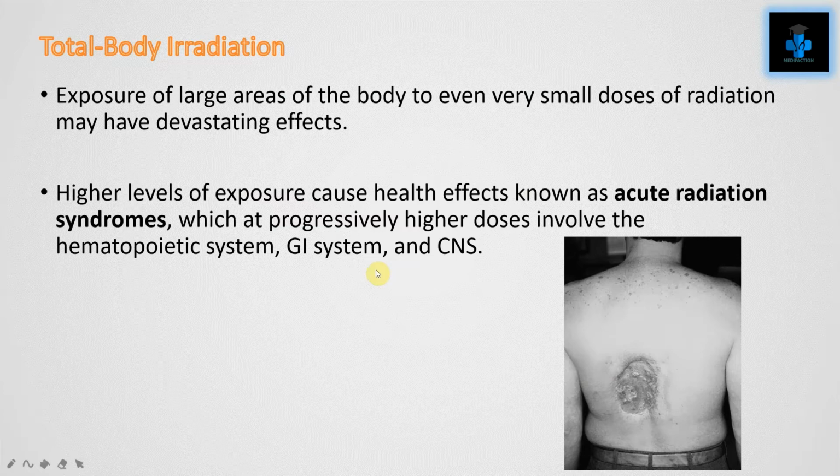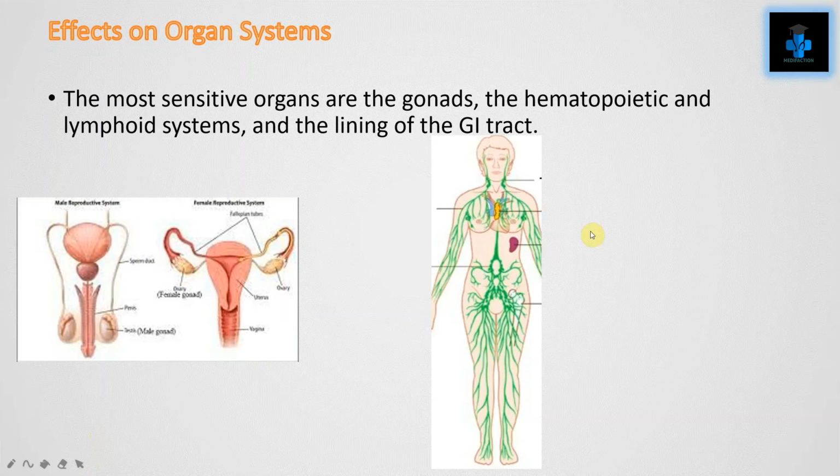Total body irradiation. Exposure of large areas of the body to even very small doses of radiation may have devastating effects. Higher levels of exposure cause health effects known as acute radiation syndromes, which at progressively higher doses involve the hematopoietic system, gastrointestinal system, and even central nervous system. Now let's learn the effects on organ systems. The most sensitive organs are the gonads, the hematopoietic and lymphoid systems, and even the lining of the gastrointestinal tract.